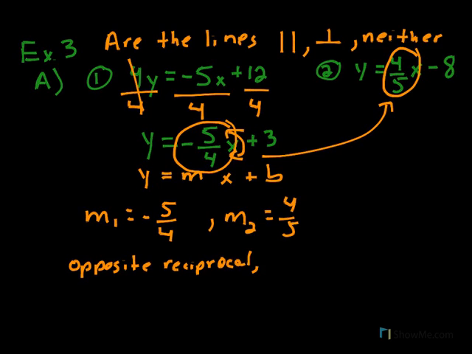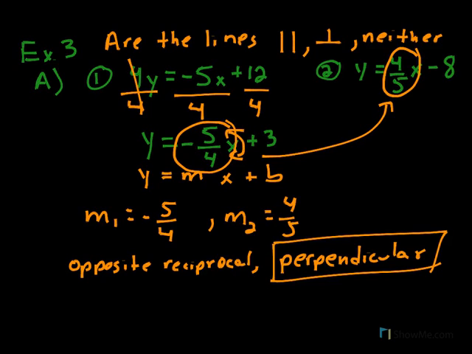That means they are perpendicular. So my answer will be perpendicular. These are perpendicular lines because the slope is the opposite reciprocal.